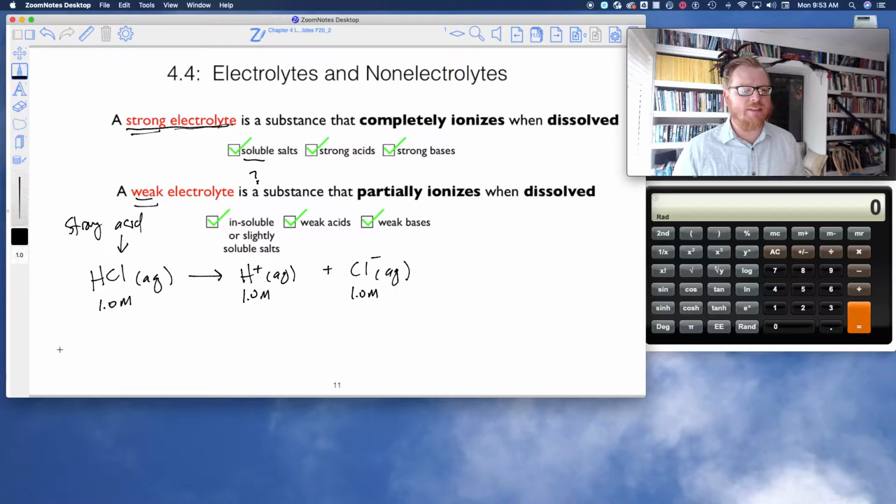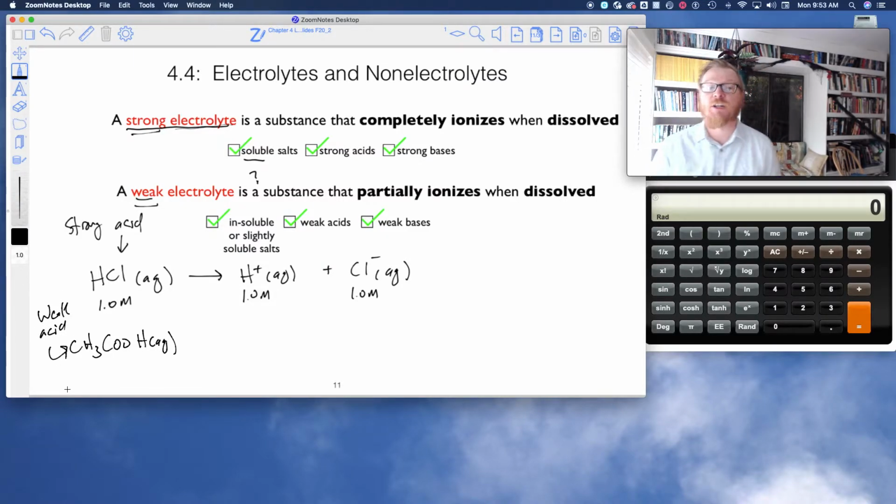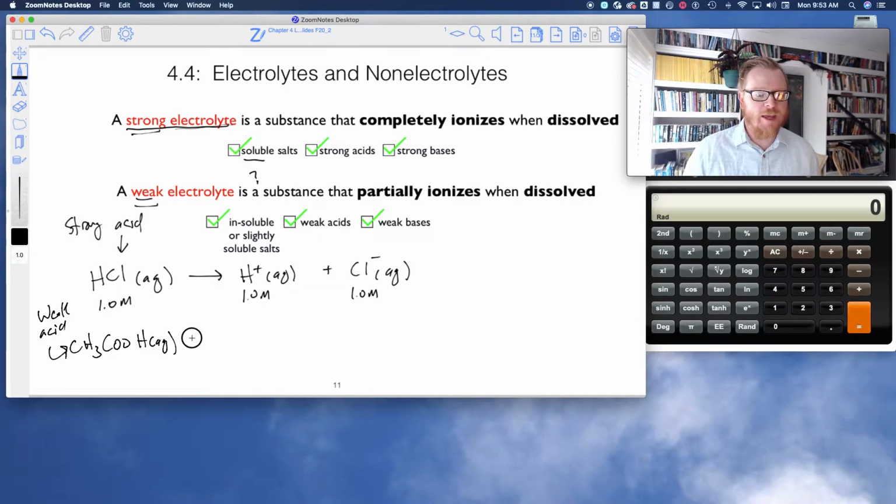What about something like acetic acid? So I'll write that down, CH3COOH aqueous, okay? And this acetic acid is considered a weak acid, which makes it a weak electrolyte, okay? And when acetic acid dissolves in water, it actually undergoes something that we call equilibrium. So it has these arrows here, okay?